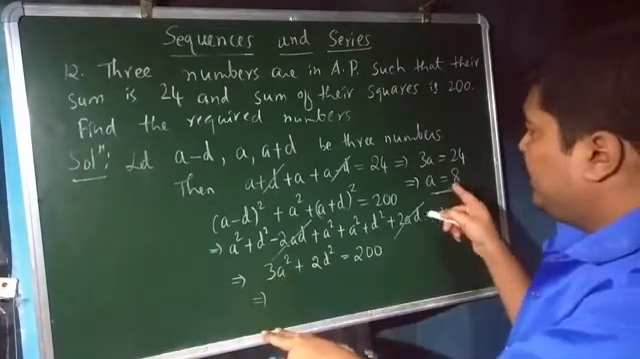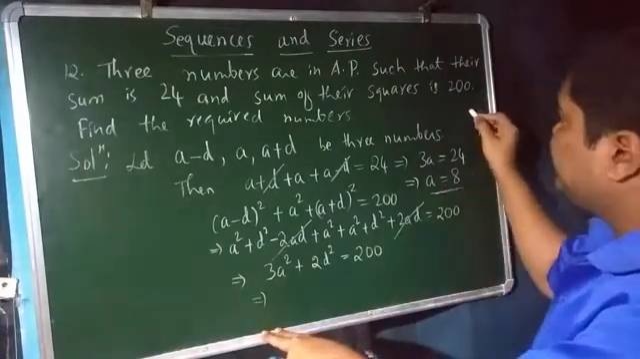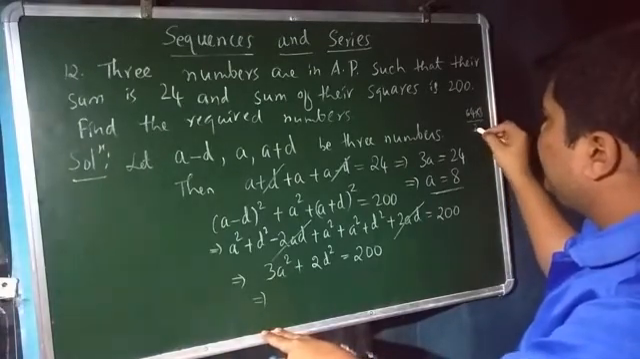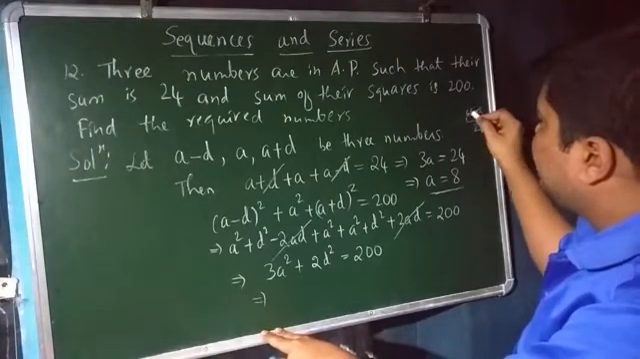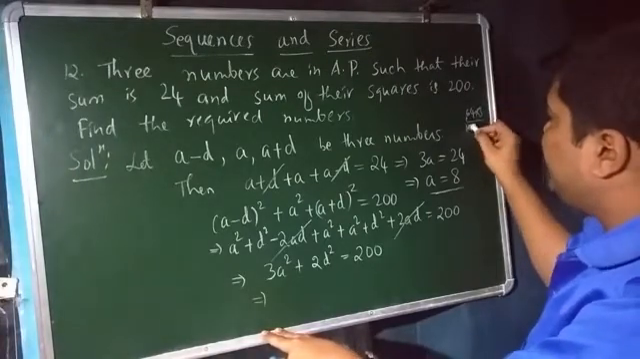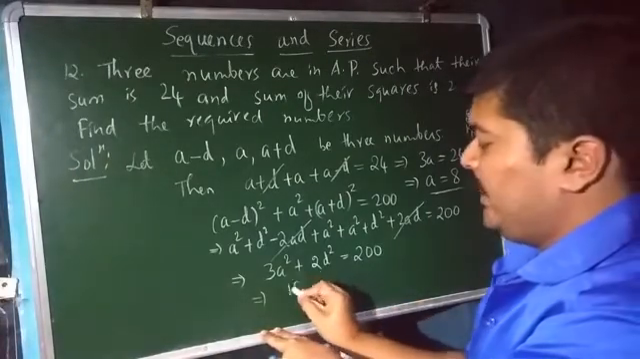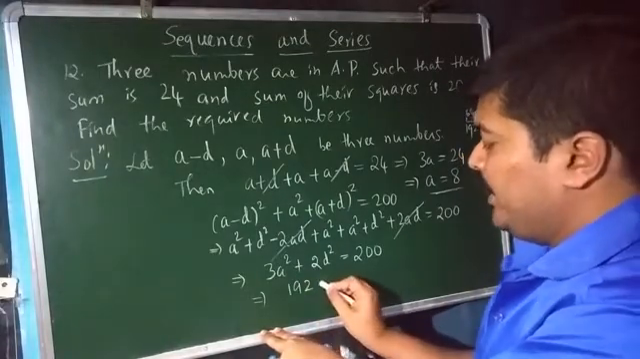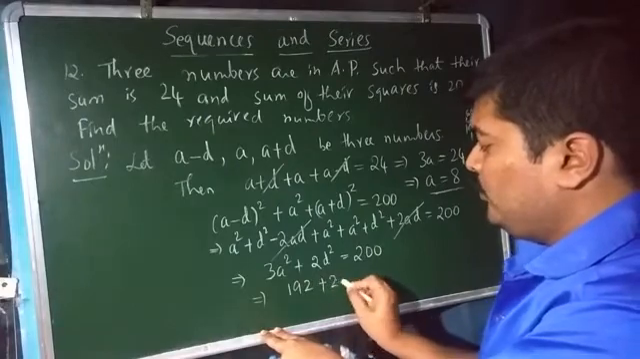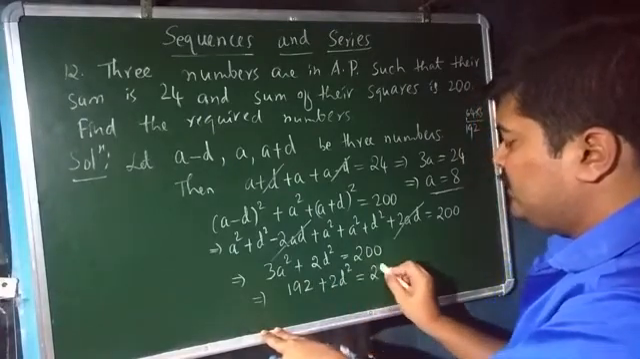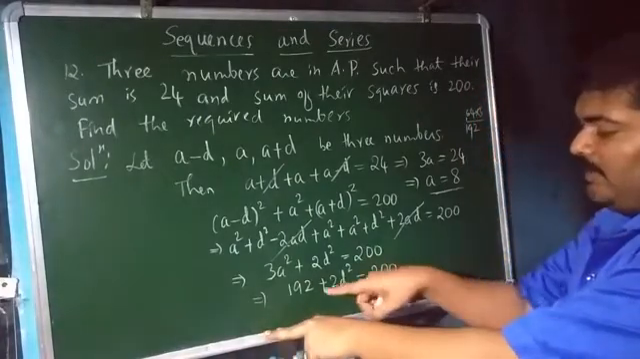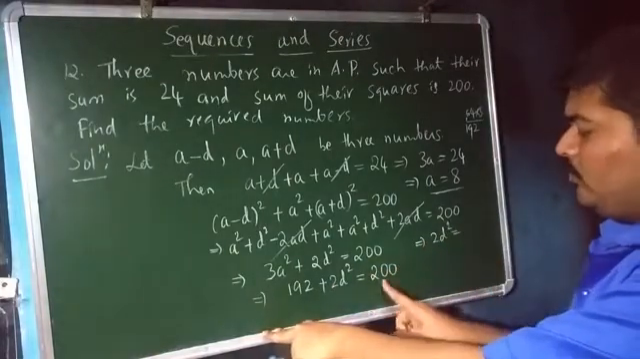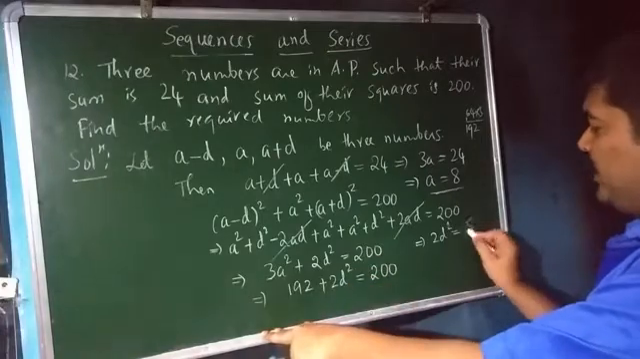You are left with 8 square is equal to 64, isn't it? 64 into 3 you are supposed to find out. 3 4s are 12, 1, 3 6s are 18 plus 1, that is 19, isn't it? You will get 192 plus 2d square. Now the entire thing is equal to 200. Now this implies 2d square is equal to 200 minus 192, that is equal to 8.